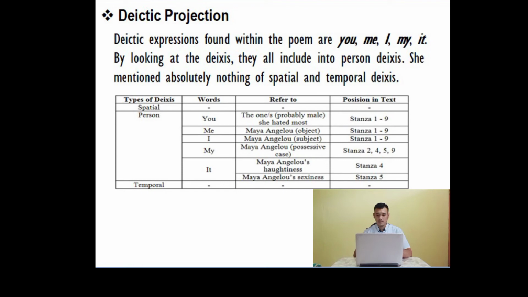Another element of cognitive stylistics found in the poem is deictic projection. The deictic expressions found within the poem are only you, me, I, my, and it. As you can see, these are only person deixis, because deictic expressions are divided into three: spatial, person, and temporal. The word you refers to the one that Maya hated most, me refers to herself, I also refers to herself in subject form, my refers to herself in possessive case, and it refers to unliving things in the poem.